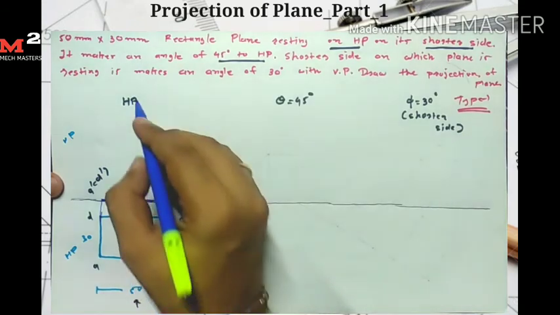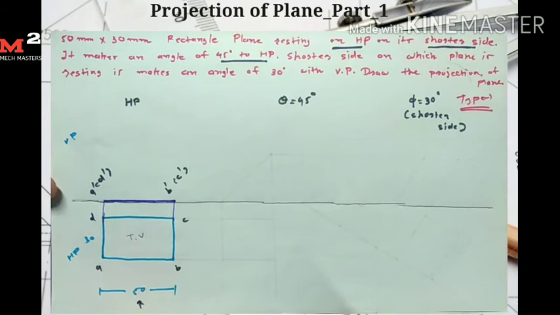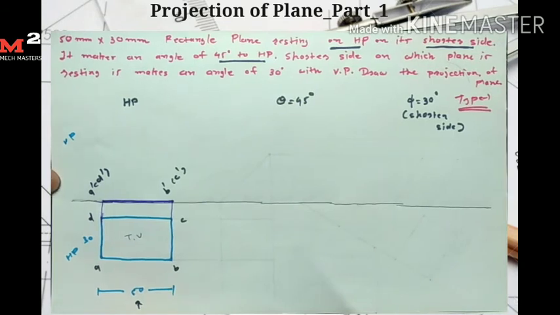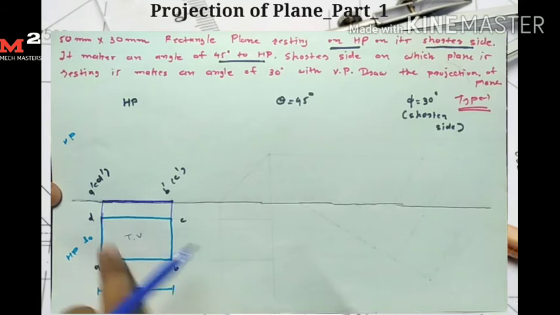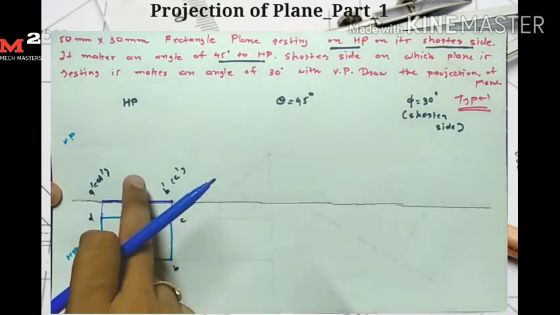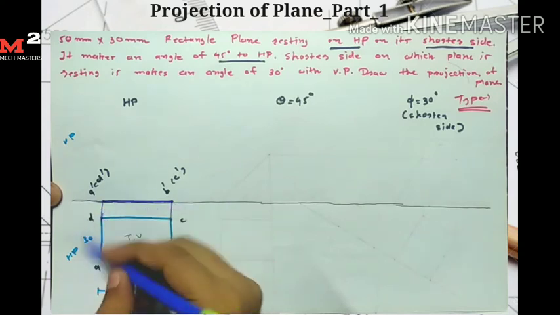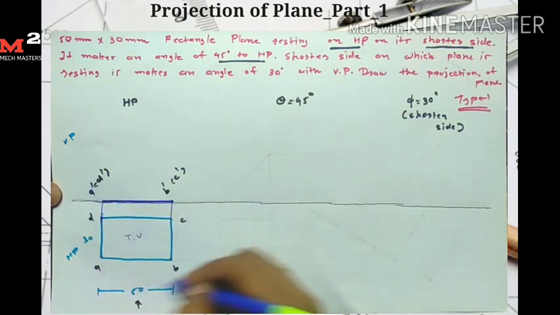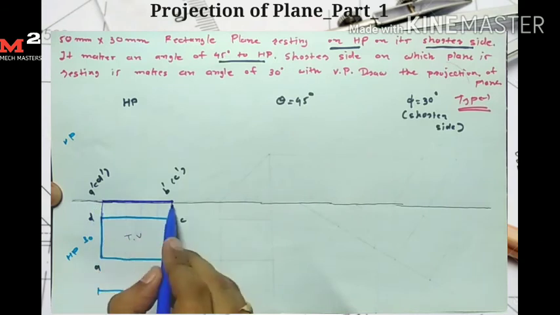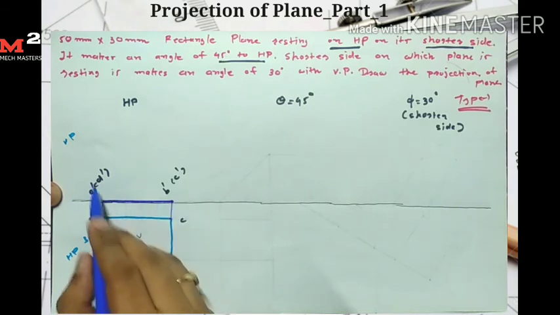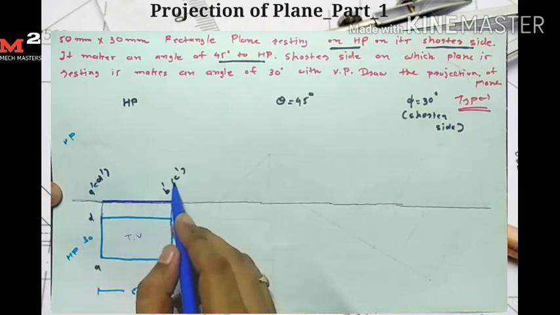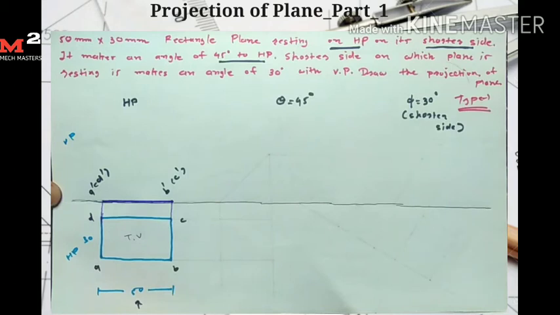So our first stage is complete. It's simple. In the first stage, the plane is resting on HP, so we first draw the rectangular plane on the horizontal plane, and it is seen as a line in the vertical plane. We simply take the projection of all these 4 points and we get this line. Here we get the A dash D dash point and here we get the B dash C dash point. So our first stage is complete.